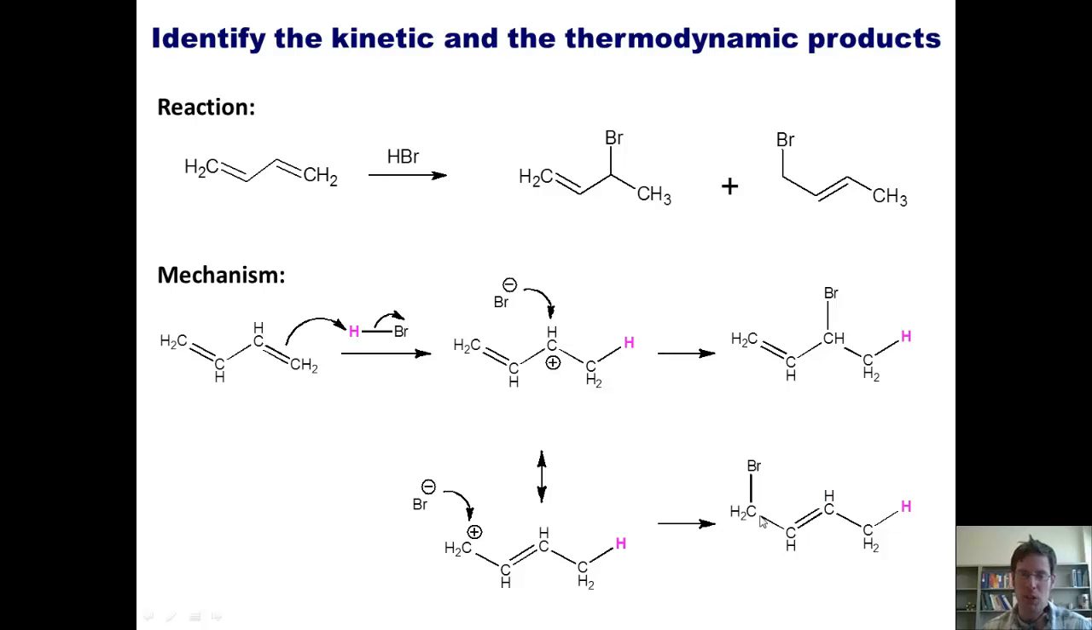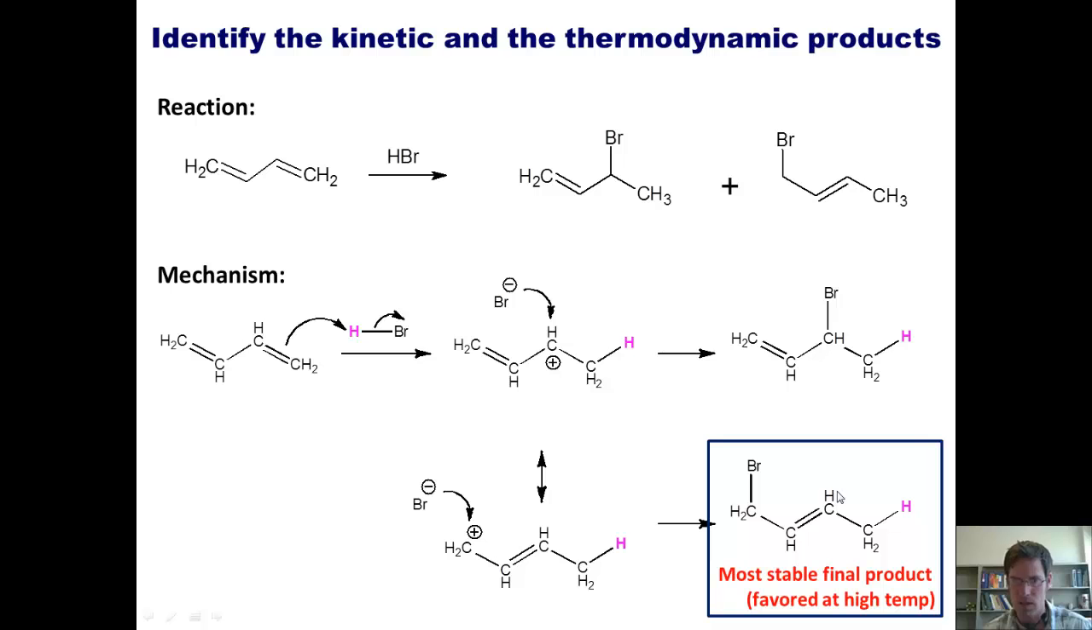At high temperature, basically any temperature that's positive in the Celsius scale, this is the product that will be formed. It is the thermodynamic product. The reason is because at those higher temperatures, this rearrangement between these two resonance structures is happening fast enough that we eventually siphon off all of the product to our thermodynamic product instead of getting a bunch going to kinetic. I hope that makes sense.